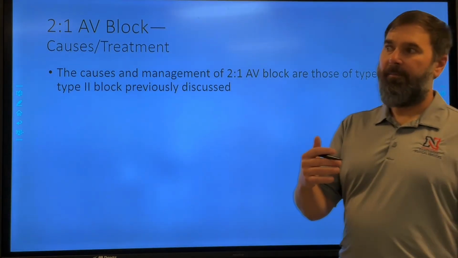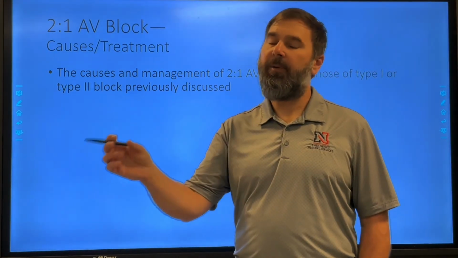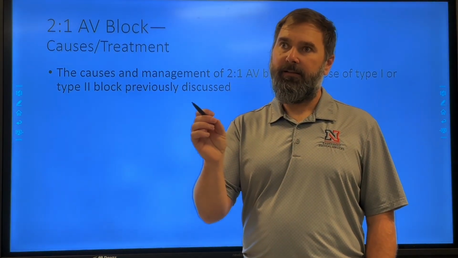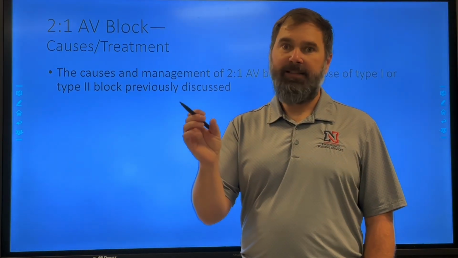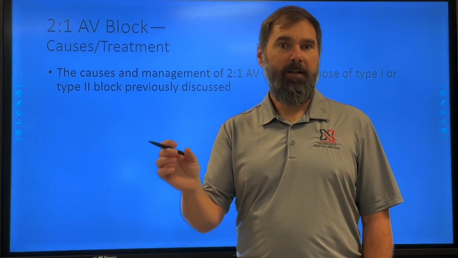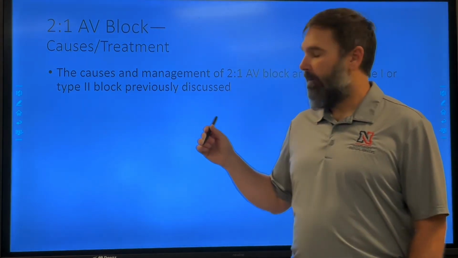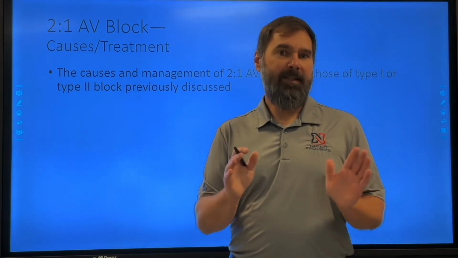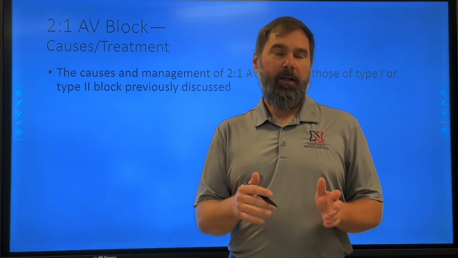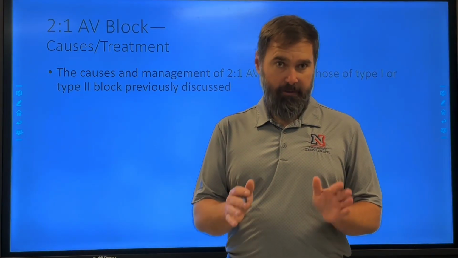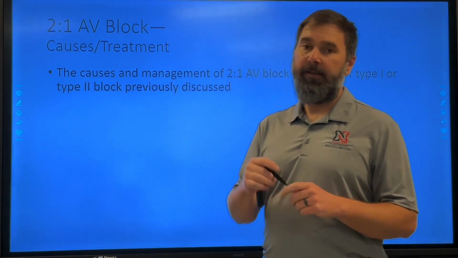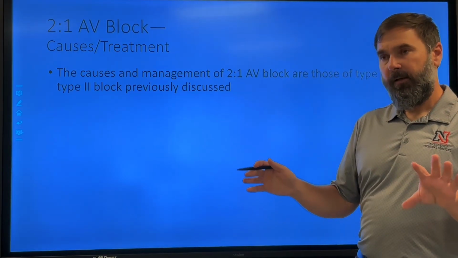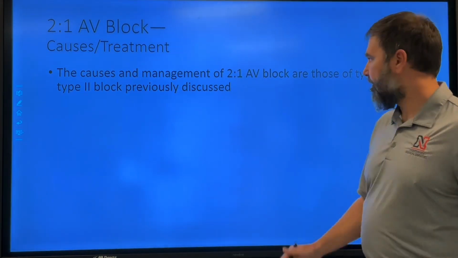Versus a secondary type 1, which has increasing PRI. Secondary type 2 has the same or constant PRI, with randomly dropped beats. With a secondary type 1 and secondary type 2, the overall rhythm is irregular. With a secondary 2-to-1 conduction, the rhythm is regular. I have more P's than QRS's, but the rhythm itself is regular.